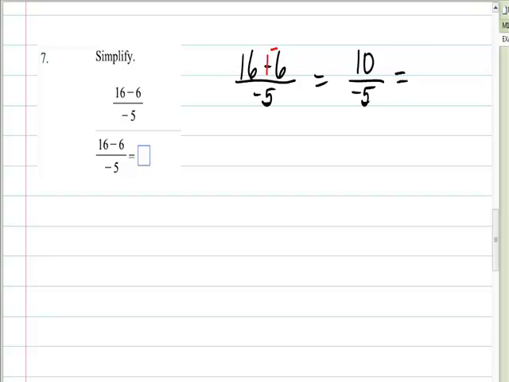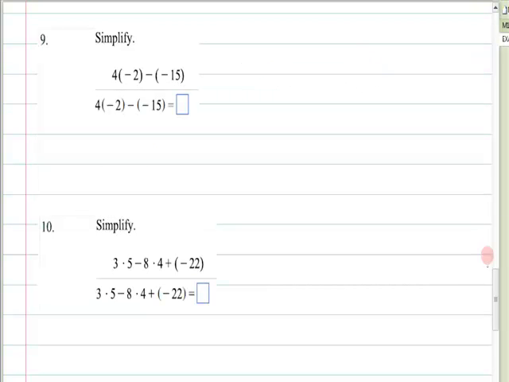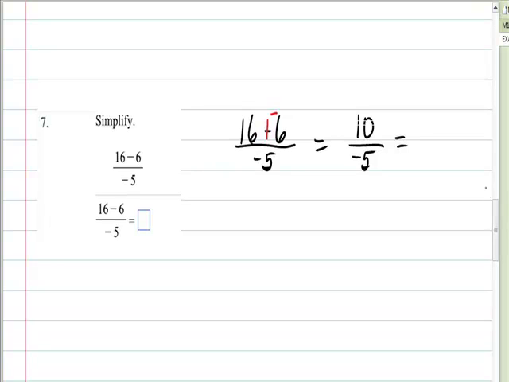Okay, I get to think about my division rules. And I get to move things around. I'm sorry about that. When one of each, when they're different, I'm going to get negative, and it goes in there 2 times.